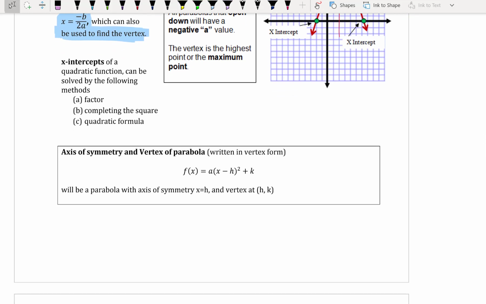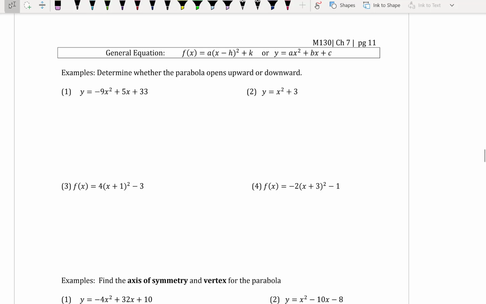Here is another form that it can be written in. Before, we talked about y equals ax squared plus bx plus c. Now we can also have it in the vertex form, which is a times the quantity x minus h squared, plus k. It gives us that the vertex is at (h, k). All right, so let's really dig into this.